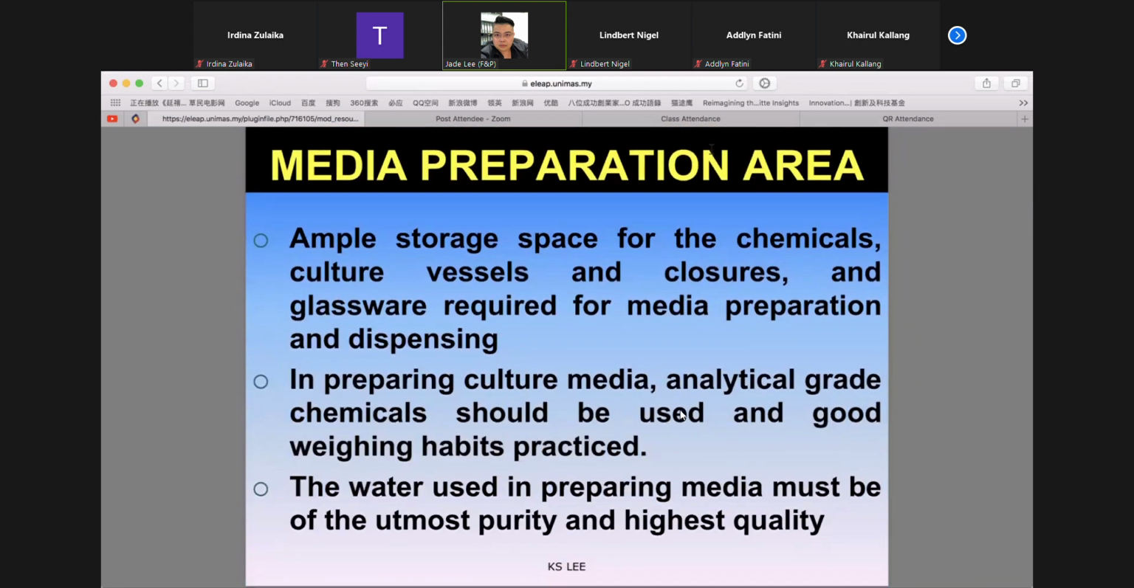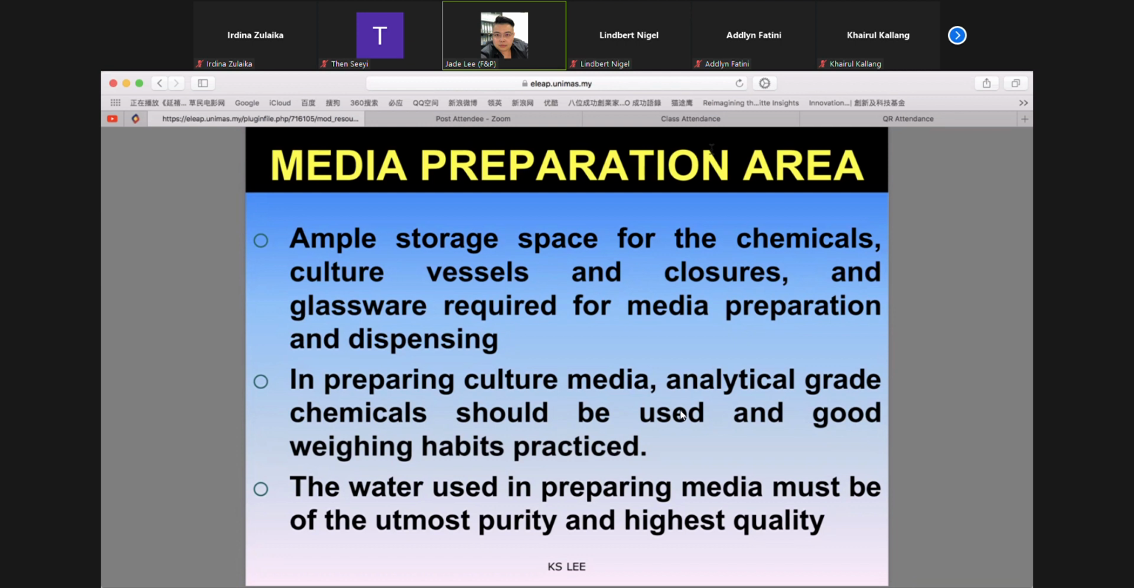So in the media preparation area, you need ample storage space for the chemicals, the culture vessels, and also the closures, and also the glassware required for media preparation and dispensing. So in preparing culture media, analytical grade chemicals should be used and good weighing habits should be practiced. Yeah, we have weighing machines up to 2 decimal points and 4 decimal points, and of course the 4 decimal point is more accurate compared to the 2 decimal point.